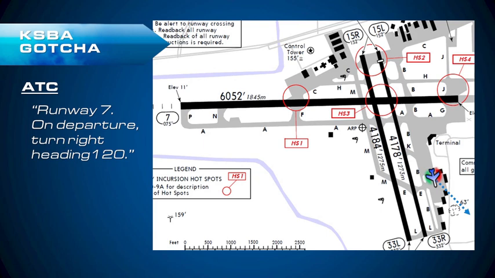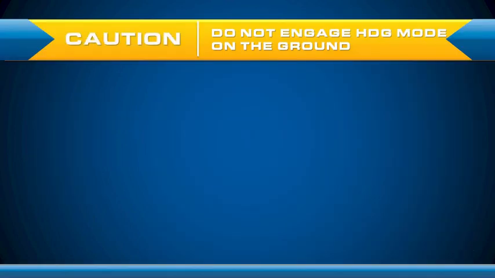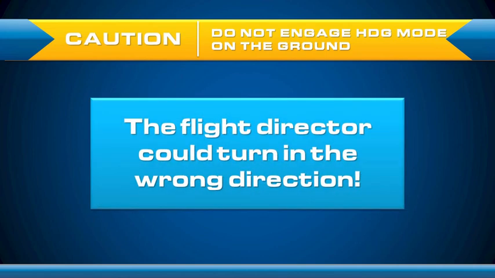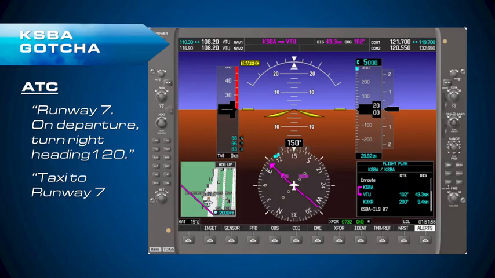So then we call ground control, and ground gives us a clearance to taxi out to runway 07, and upon reaching runway 07, we line up and wait. In this position, heading 120 is to the right of the nose of the aircraft. So I have a caution for you, and that is, do not engage heading mode on the ground. The flight director could turn you in the wrong direction. So let's go to the G1000 and show you this exact scenario.